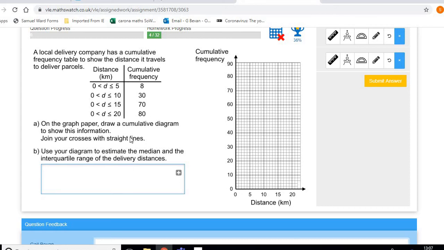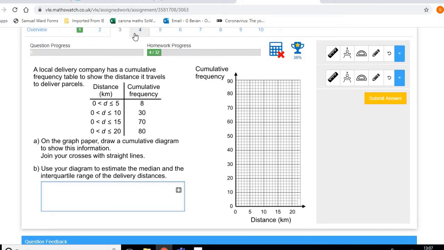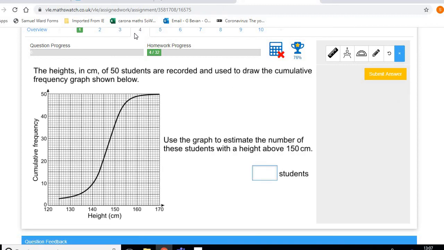Okay? And then to find the median, remember it's halfway through the cumulative frequency, so you would go across from 40 and down to the distance to find the median. For the interquartile range, the lower quartile is a quarter of the way through, so a quarter of 80 would be across from 20. 3/4 of 80 would be at 60, and then you find the difference between those two distances to get the interquartile range. So I'll try and demonstrate that again on one where I'm given a graph.